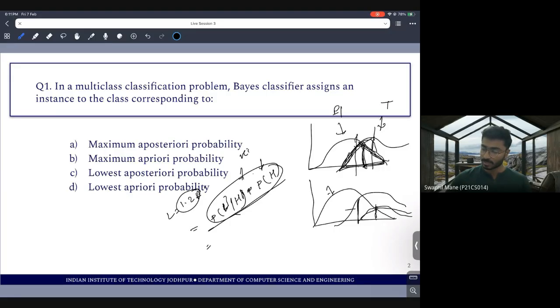This is the hilsa fish class probability, and for L equal to 1.2, what is the probability given that this is a tuna fish, multiplied by the tuna probability. This probability we call the maximum a posteriori probability, MAP.